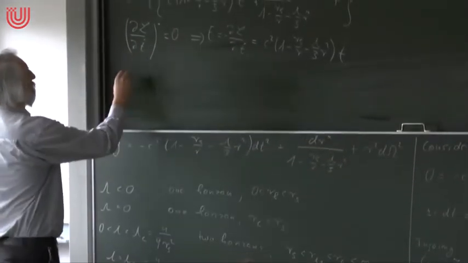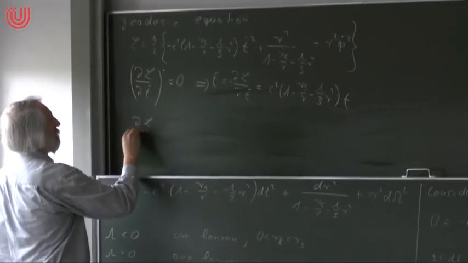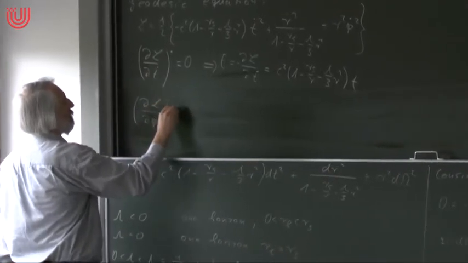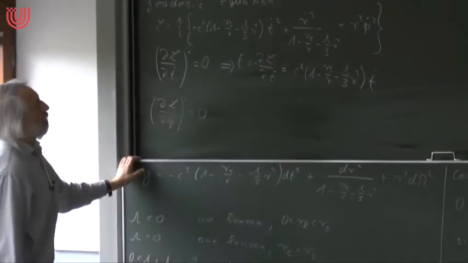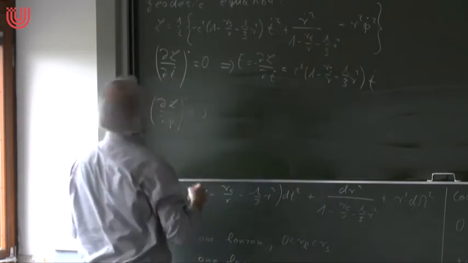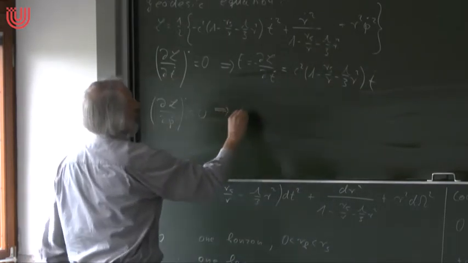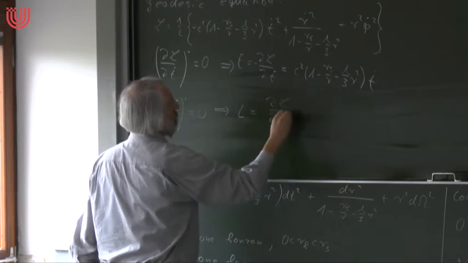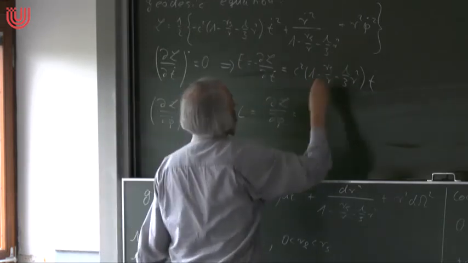And the same thing as with the phi coordinate: dL by d phi dot is also 0, because dL by d phi is 0. There's no phi anywhere. So that's what one calls L, the angular momentum, dL by d phi dot, and this is r squared phi dot.